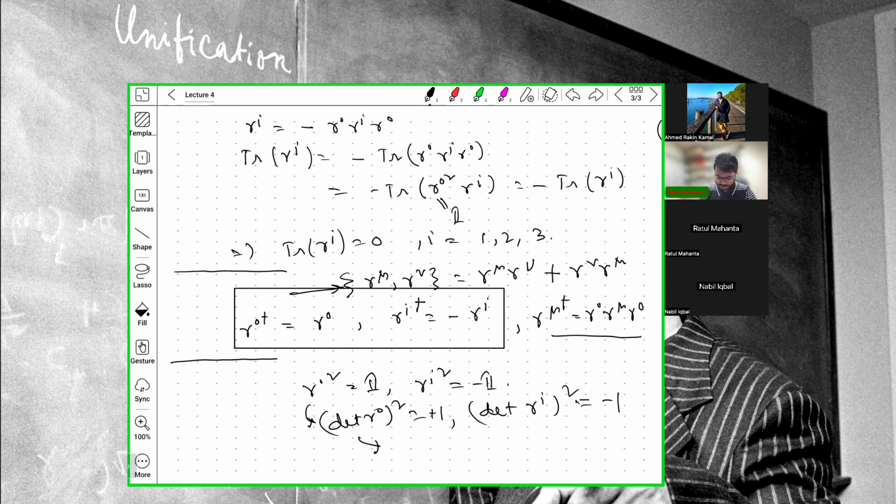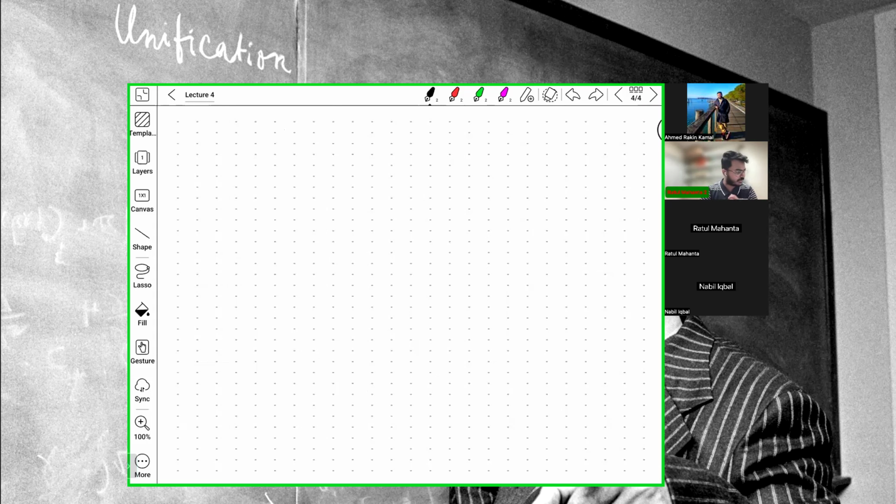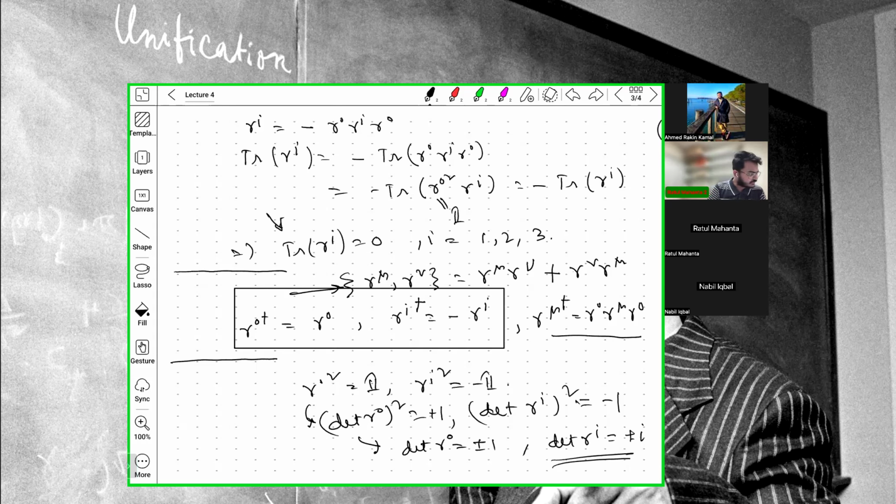Determinant of gamma 0 is ±1. On the other hand, determinant of gamma I is ±I. So the eigenvalues are ±1 and ±I. On the other hand, you know that the trace is the sum over eigenvalues, and from there you know that gamma matrices should have even dimensional representation. So these are even dimensional matrices because the eigenvalues always come with some number and its opposite sign, and the trace is 0.